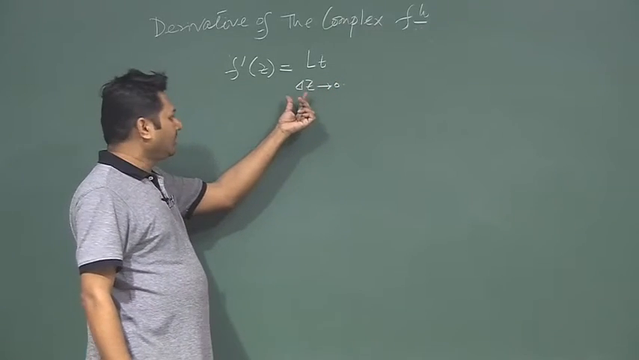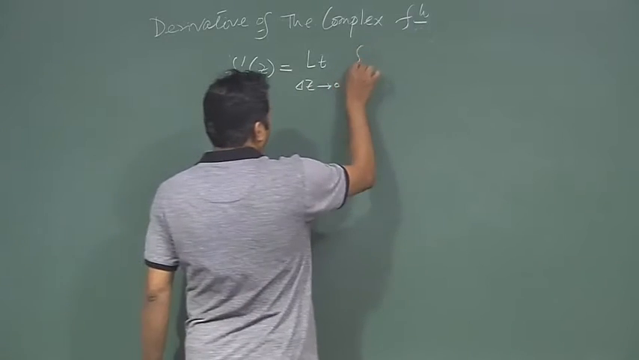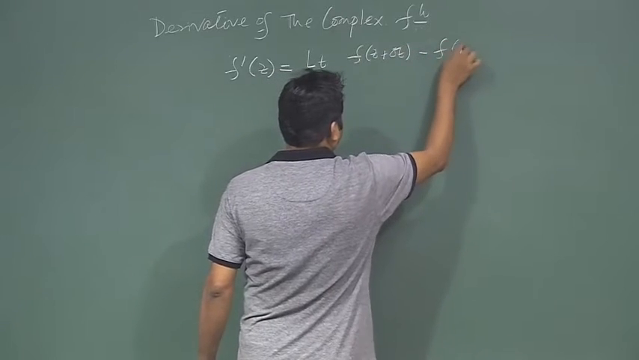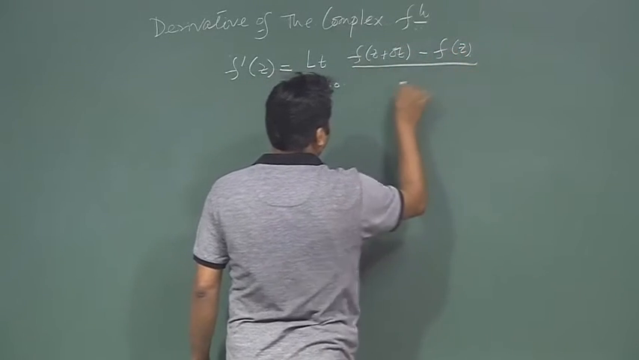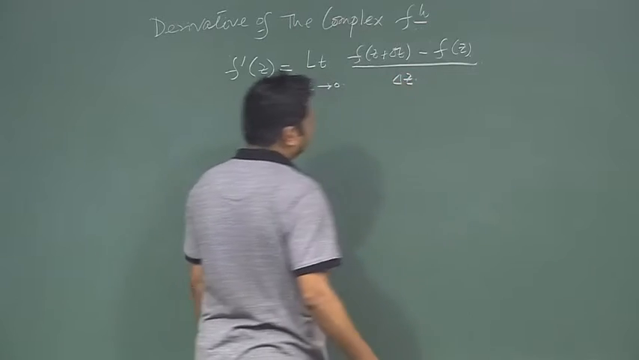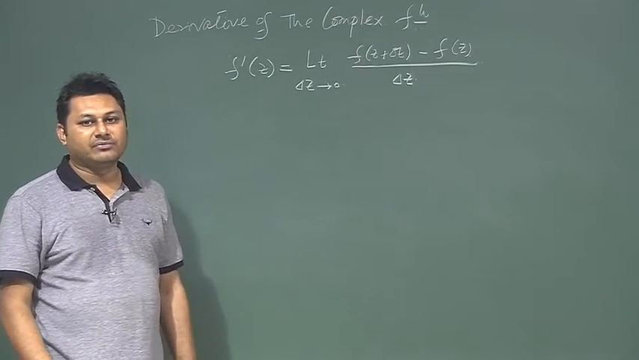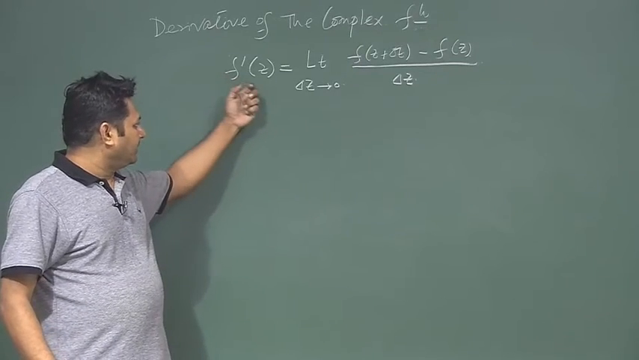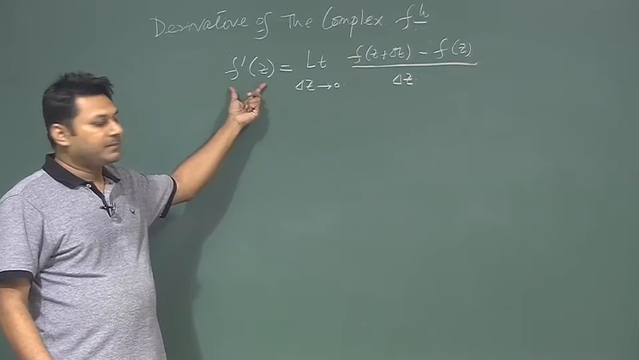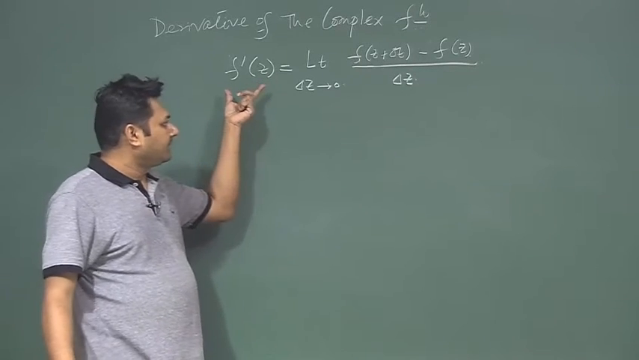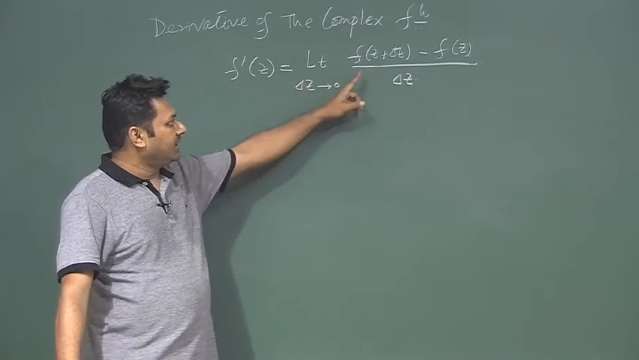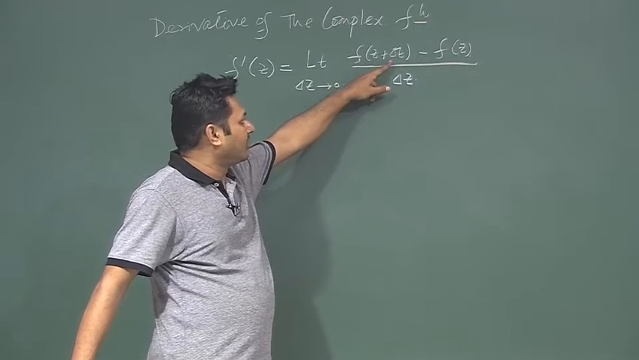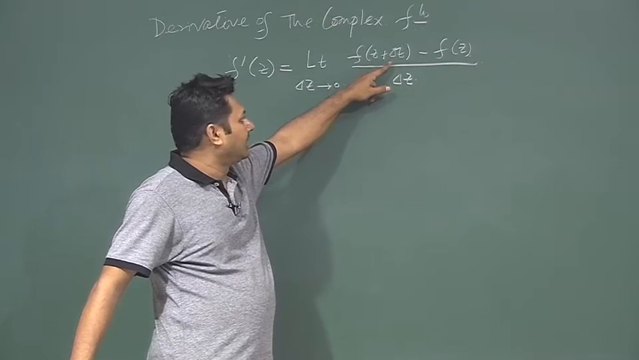Delta z is a small increment, and the function f of z plus delta z minus the function f of z, divided by delta z. This is the standard definition that we have for the derivative in the real case. Here we are following the same thing. So, f prime z is defined as the derivative of a function f z, where delta z is the small increment of the variable z. Delta z is a small change in the variable.